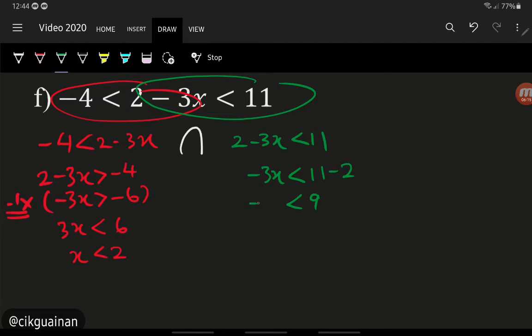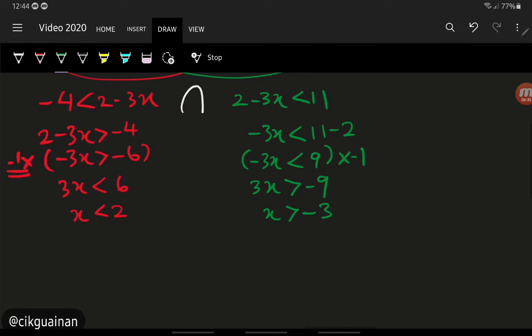9. Okay, this one is also the same thing. We have to multiply by minus 1. So 3x greater than minus 9. Then we divide by 3. We divide by a positive number, so there is no need to change the sign. So x greater than minus 3.